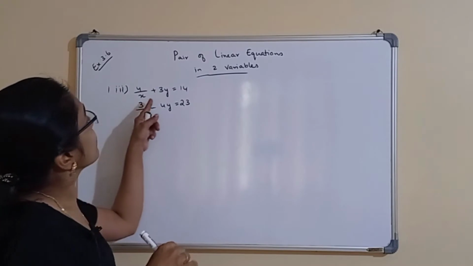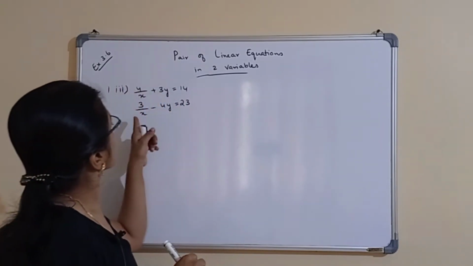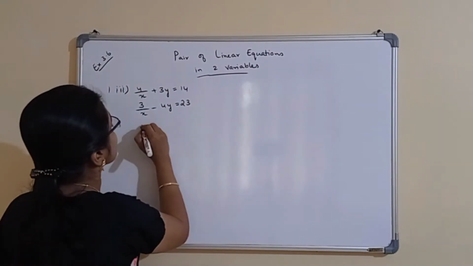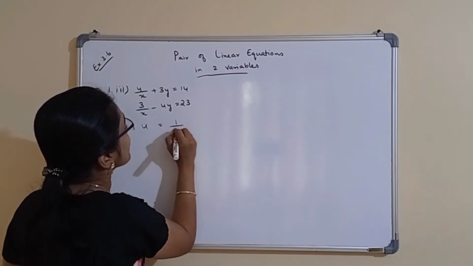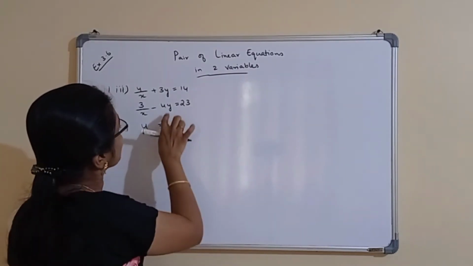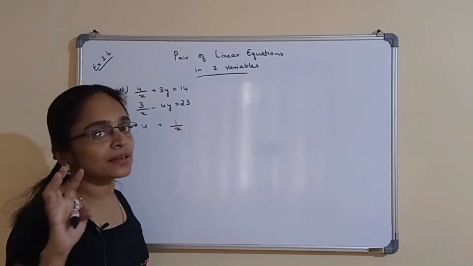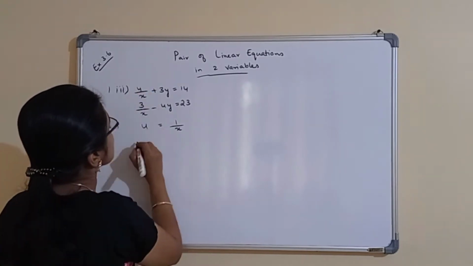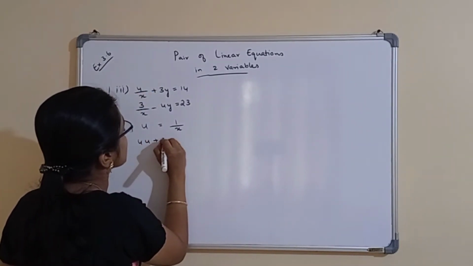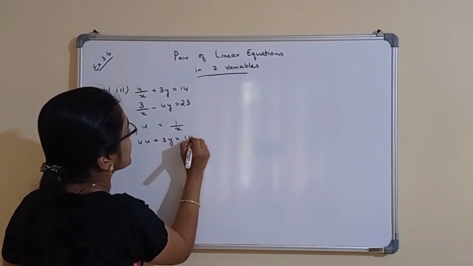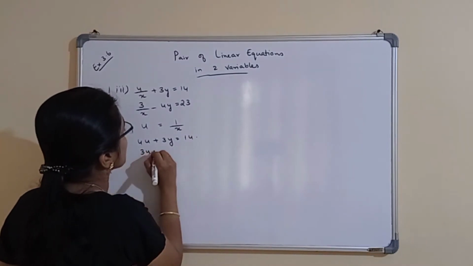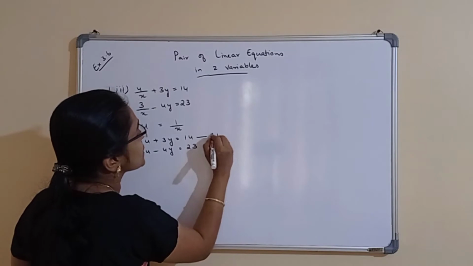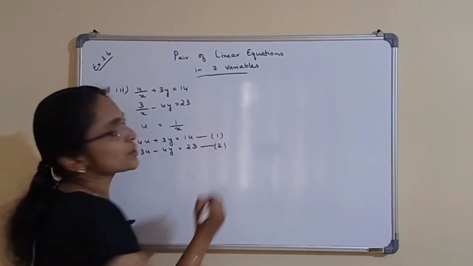Next one, 4 by x plus 3y equal to 14 and 3 by x minus 4y equal to 23. So we can take u is equal to 1 by x. We don't have to take v because it is in the general normal form itself. So u equal to 1 by x, which means 4u plus 3y is equal to 14 and 3u minus 4y is equal to 23. This is equation 1 and this is equation 2.